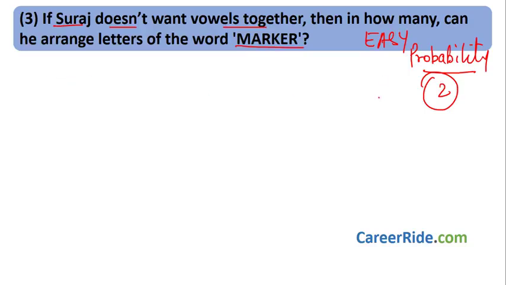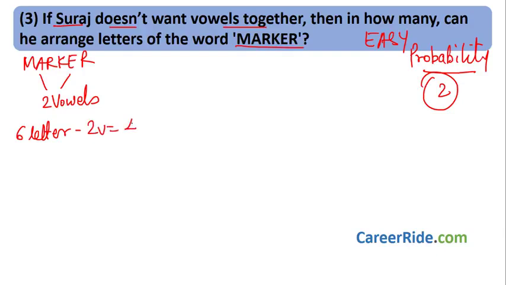That whenever we want the vowels together, what we should do, right? Now over here, what do they have? They have the word marker. Which are the vowels over here? A and E. So there are 2 vowels, right? How many letters are left? Total is 6 letters. Out of that, 2 are vowels. So 4 letters are left. What are the letters? M, R, K and R, right?